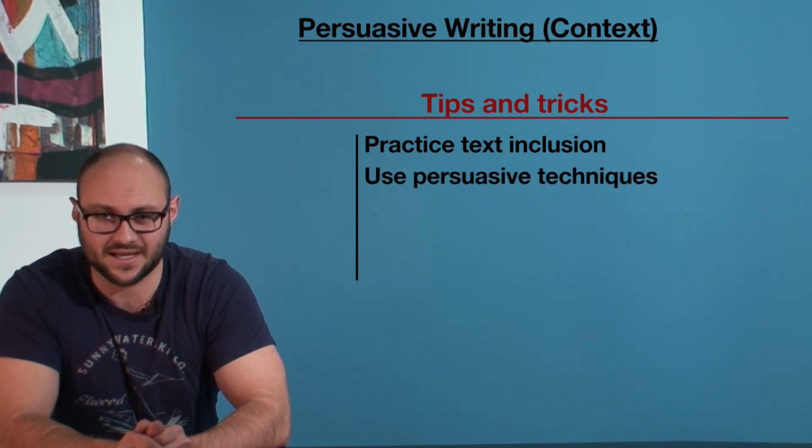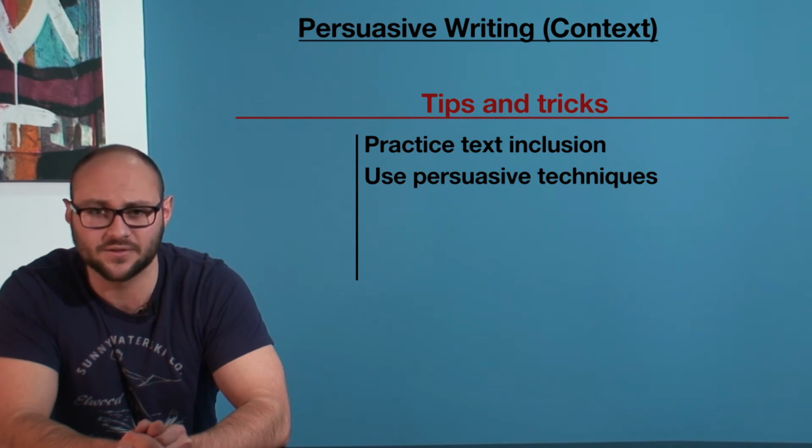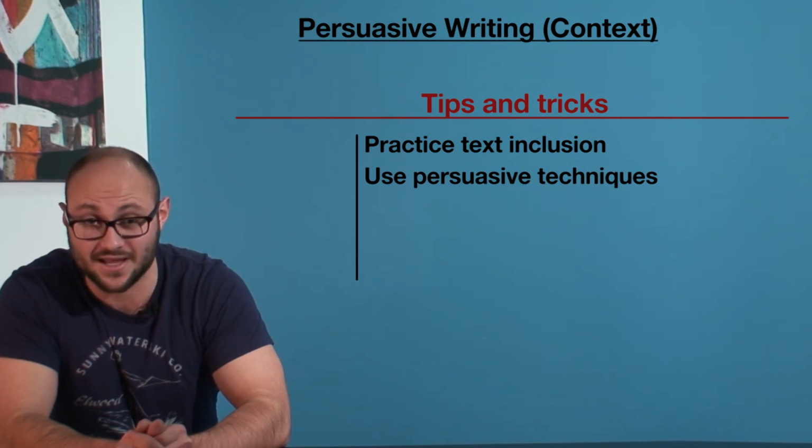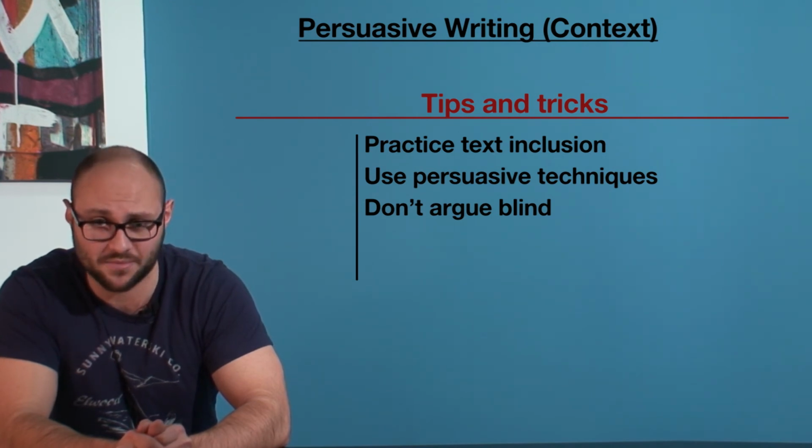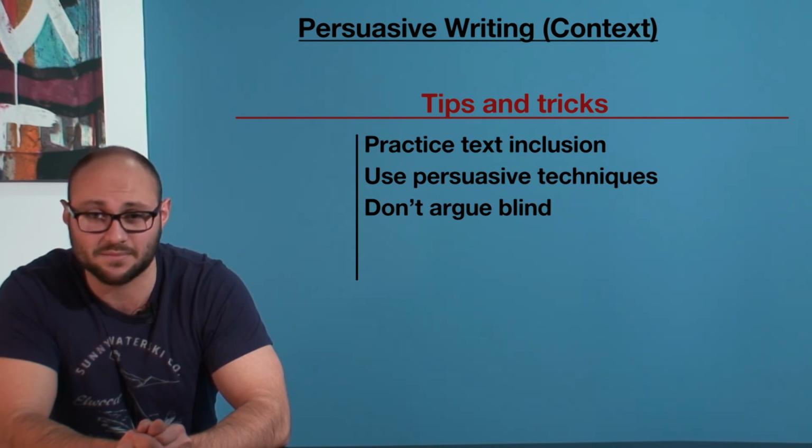Use persuasive techniques. Make sure you try and persuade the reader of something using all that colourful language you've analysed to death in language analysis. Don't argue blind. Make sure you understand the other side of the argument and how else the prompt could be interpreted. Include this understanding by discussing those angles within your piece.